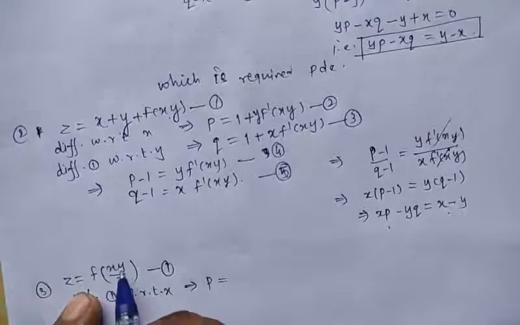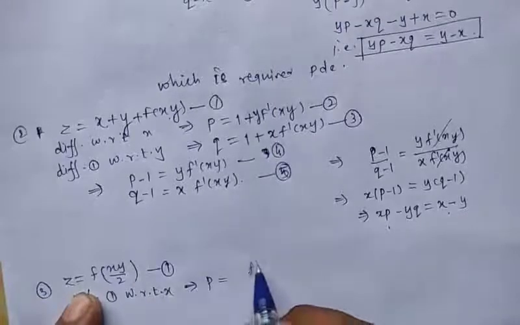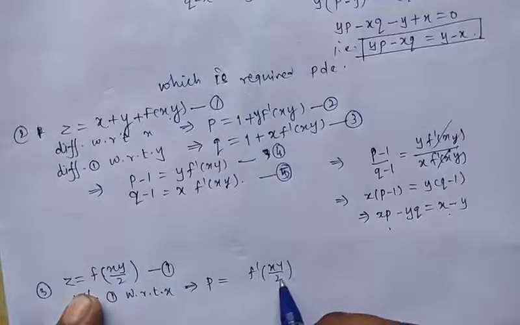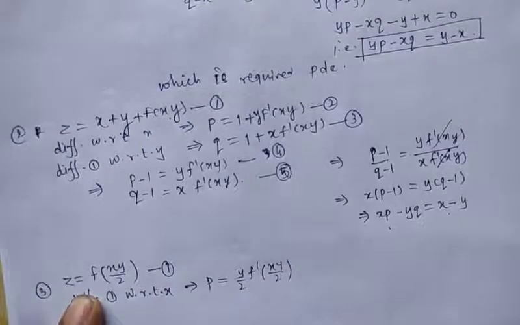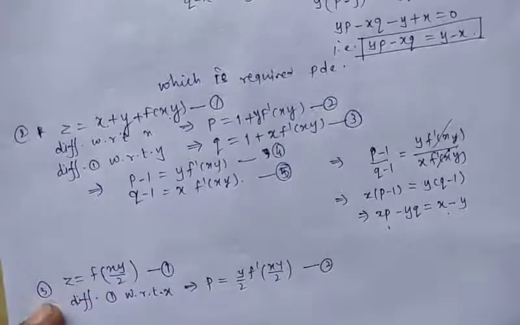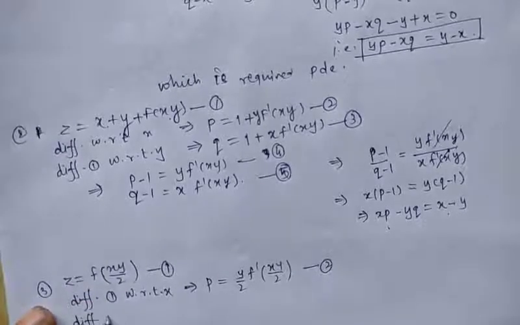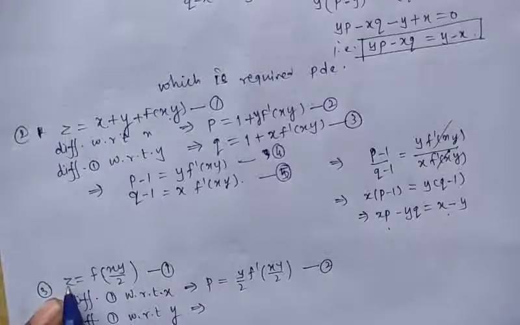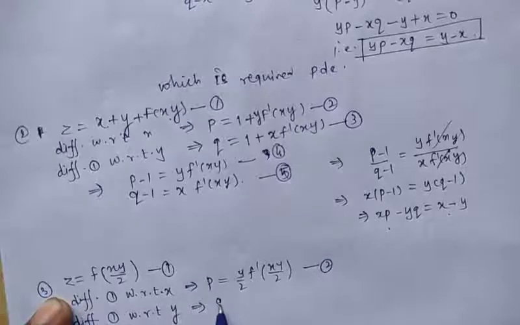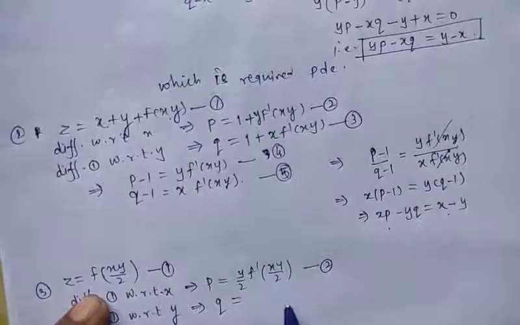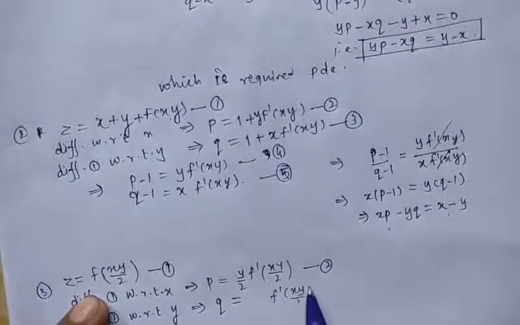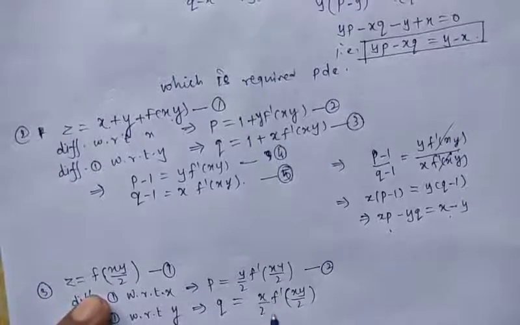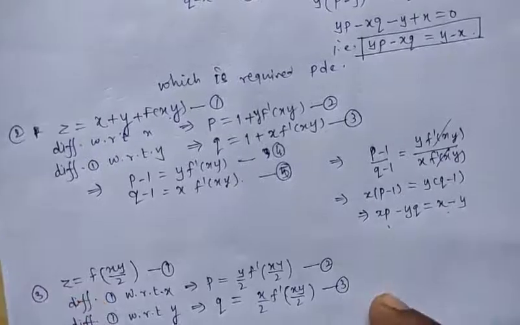So here we get f dash of xy upon 2, and now take the derivative of xy upon 2 with respect to x, which is y by 2. Okay, so this is equation number 2. Now again differentiate 1 with respect to y, then what will we get? We get dz by dy, which is nothing but q, equal to f dash xy upon 2 into the derivative of xy upon 2 with respect to y, which will be x by 2. Call this equation number 3.